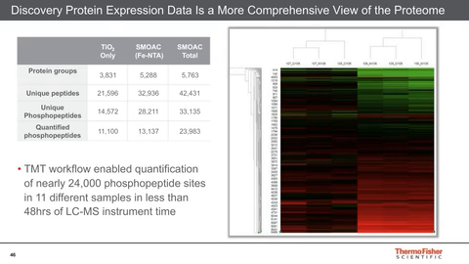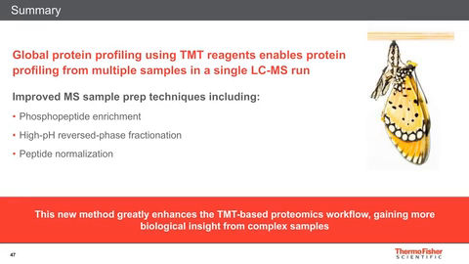Overall, we were able to quantify over 42,000 unique peptides mapping to nearly 5,800 proteins. Notably, we identified over 33,000 phosphopeptides and quantified nearly 24,000 phosphopeptides in 11 different samples. All of this data was acquired in less than 48 hours of LC-MS instrument time and analyzed using Proteome Discoverer software for peptide identification, quantification, and phosphosite localization.